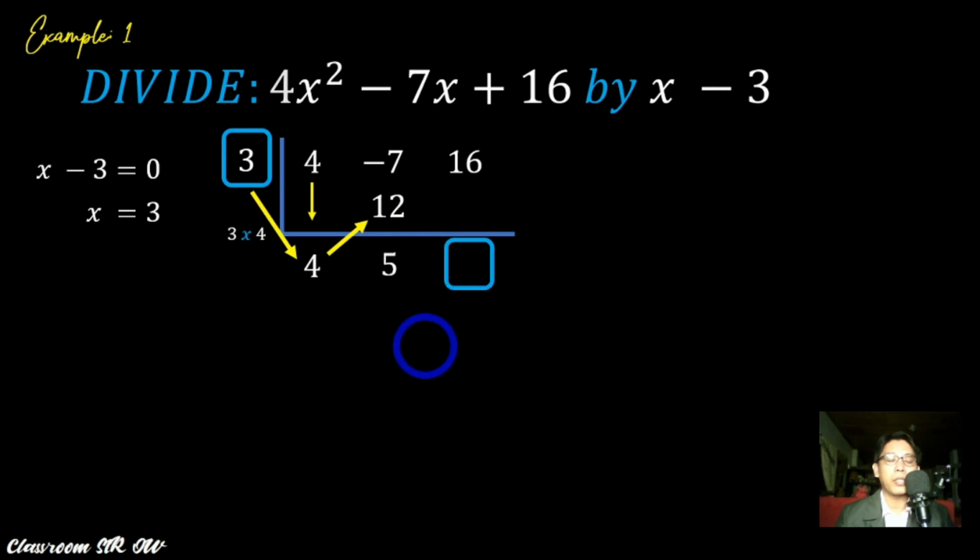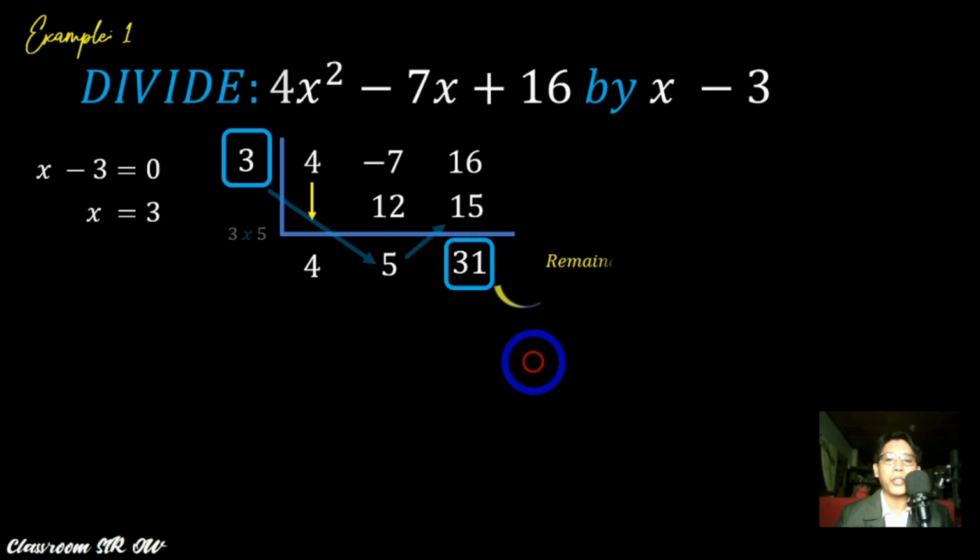The same process, we will go back again. We will multiply 3 and 5. So 3 times 5 is of course 15, and we will place 15 below 16. Then we will add again 16 and 15, that is actually 31. And that 31 is actually our remainder.